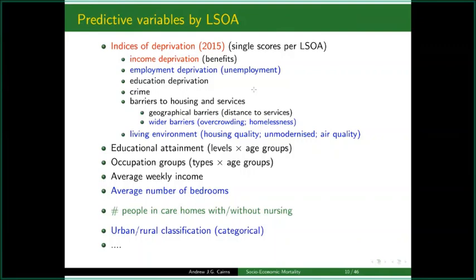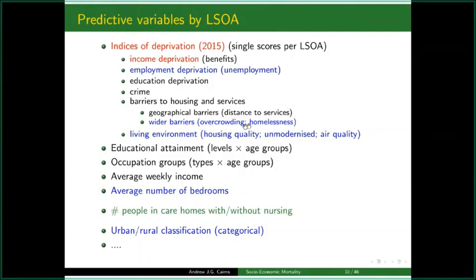We then have other measures of deprivation: education deprivation, or the number of people with very poor qualifications; crime; and barriers to housing and services, so distance to services. Of course, when it comes to mortality, although a longer distance might somehow mean that you're more deprived, on the other hand, longer distances might mean that you live in a nice spacious neighbourhood with big gardens and things of that sort, where in fact a longer distance to services might actually indicate lower mortality.